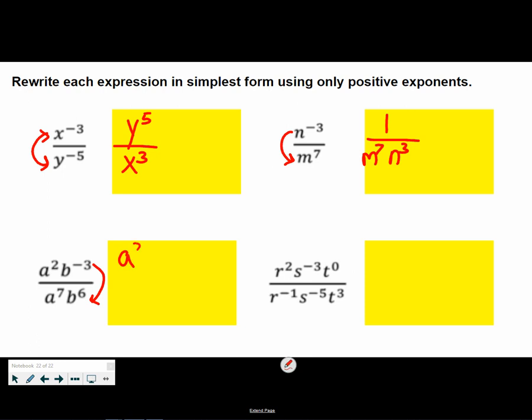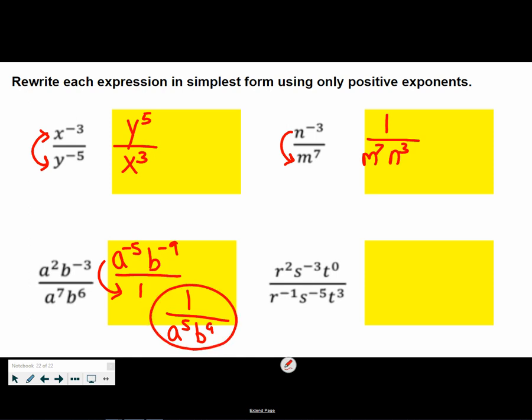So I have a to the 2nd over, actually, let's use the quotient rule first. 2 minus 7 is negative 5, so I get a to the negative 5. And negative 3 minus 6 is negative 9, so I get b to the negative 9. So they're both over 1. Then I flip them. I get 1 over a to the 5th, b to the 9th.